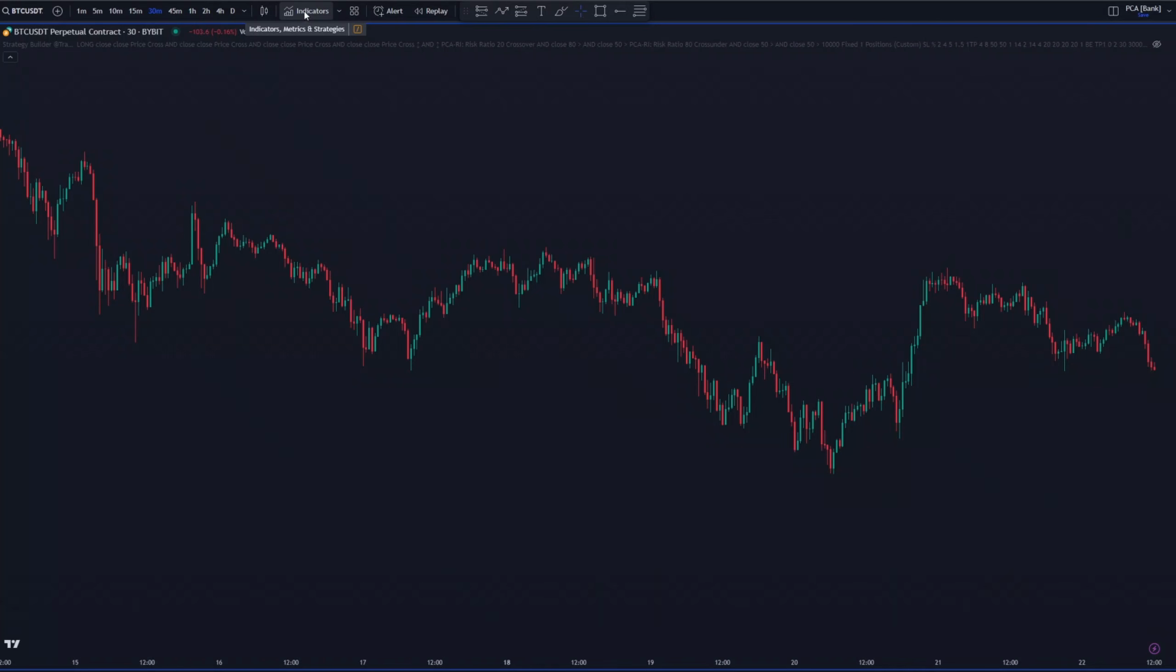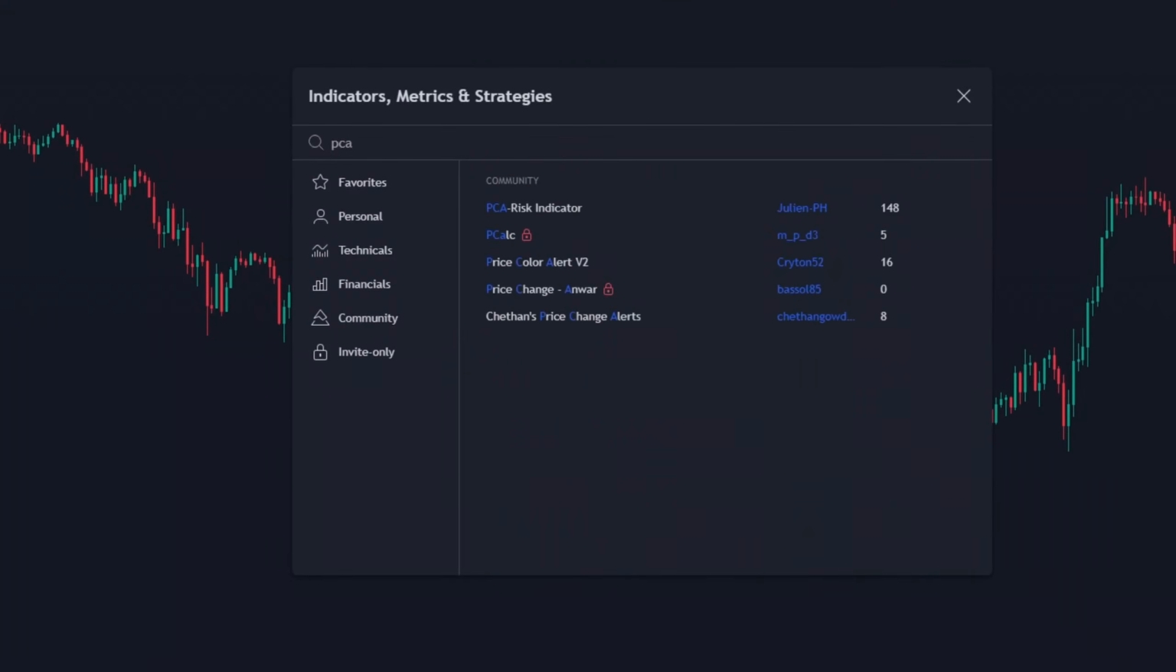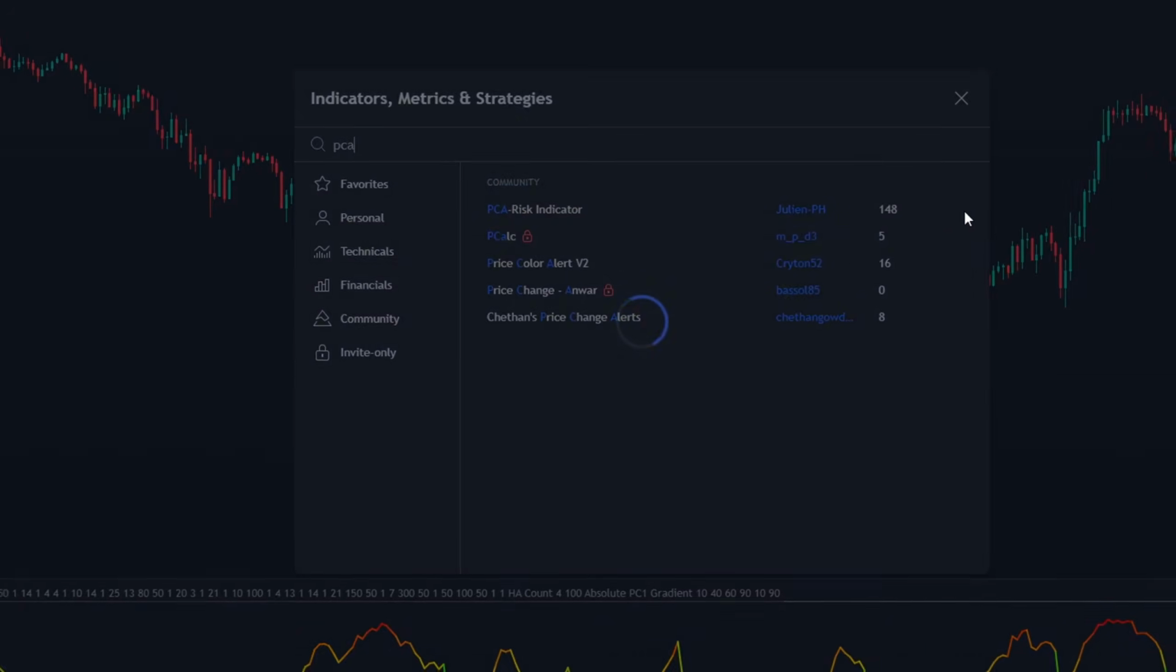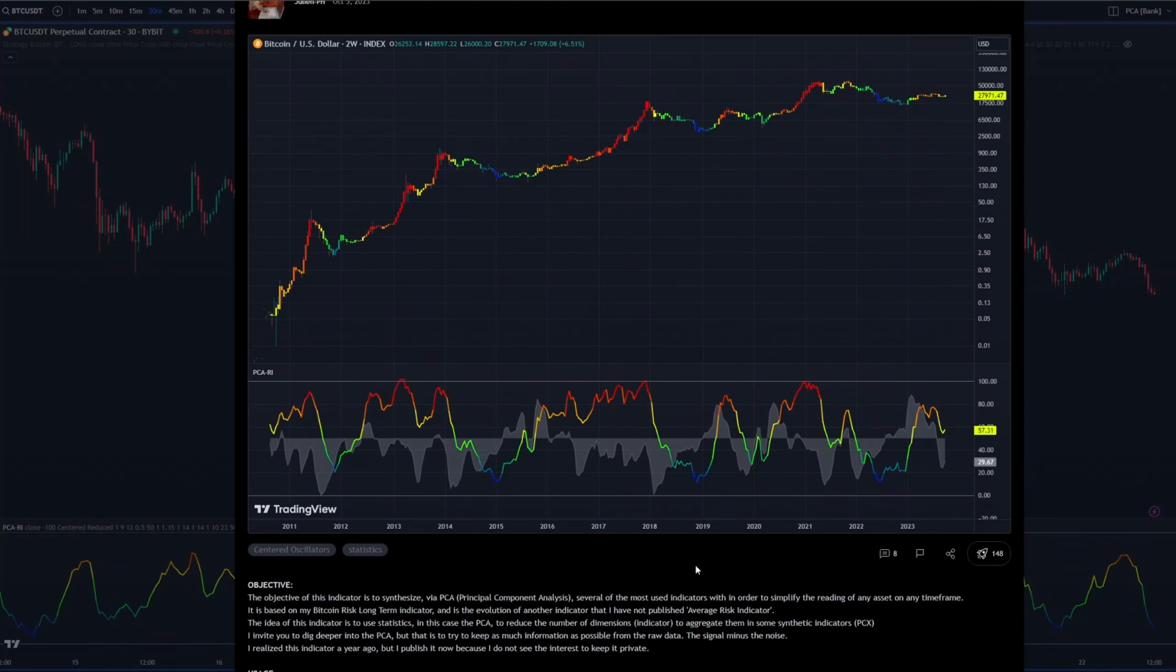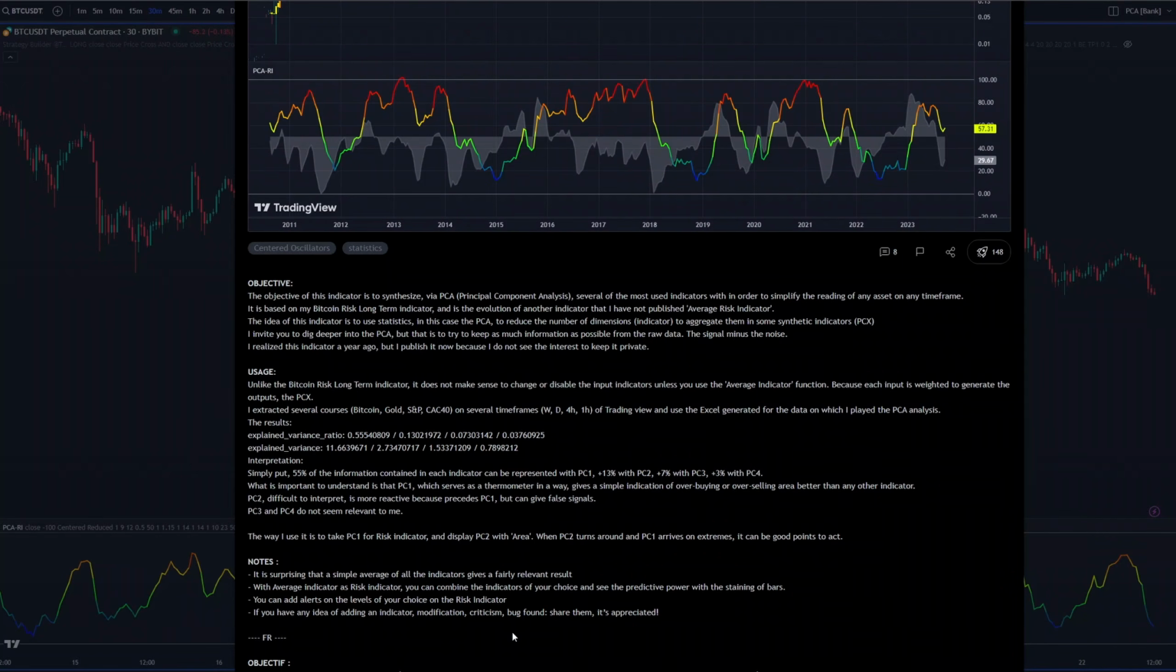Open the indicator section and type PCA. Open this one, PCA Risk Indicator by Julian PH. By opening the documentation, you'll find some interesting details about how this indicator works. But basically, it combines the most used indicators using the PCA method, the Principal Component Analysis, which is a statistical method of combining different data. You can find more detail here.